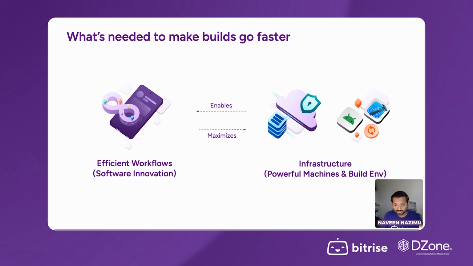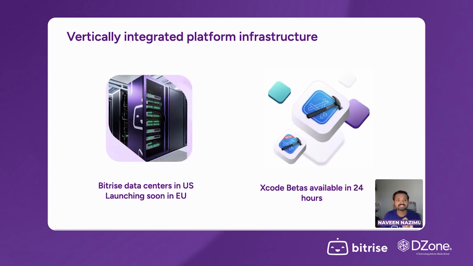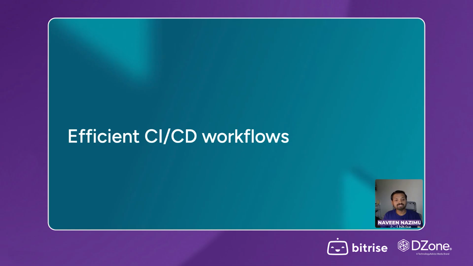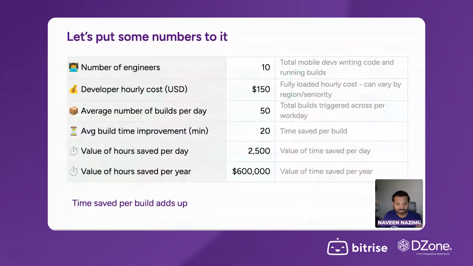And before I go into that, I want to show you a couple of highlights about our infrastructure. Bitrise is a vertically integrated platform. We have our own data centers in the US, and we are launching a new one soon in the EU. And our development environment is regularly updated, weekly even. An example of that is the Xcode betas available within 24 hours of release, as was the case with Xcode 26 recently.